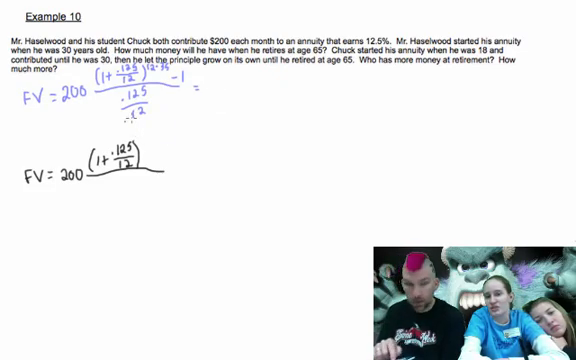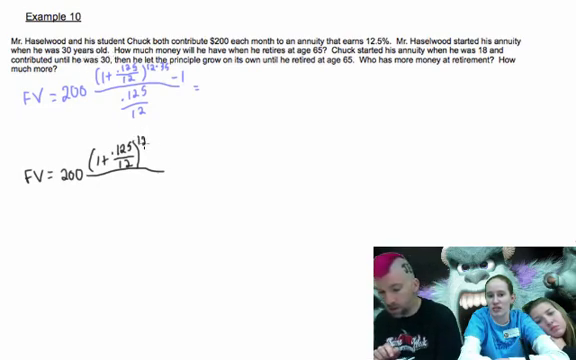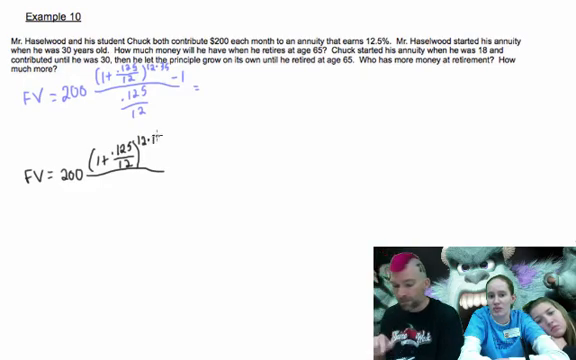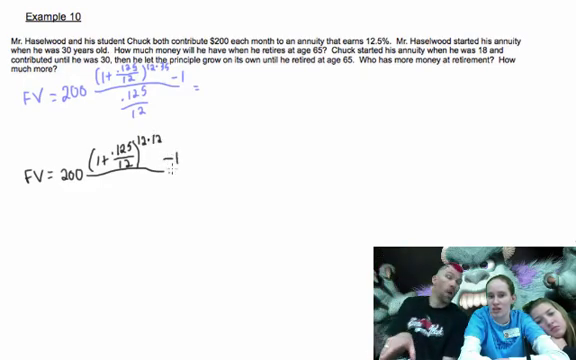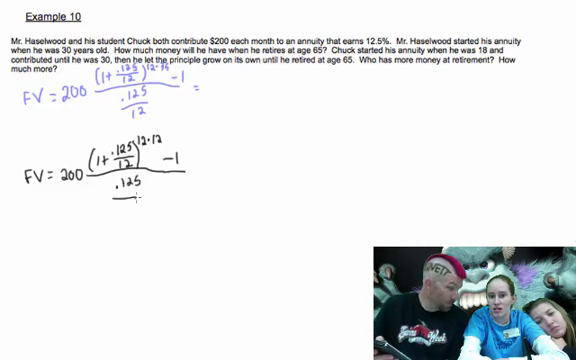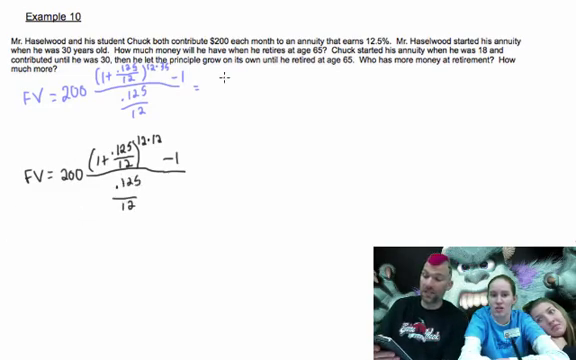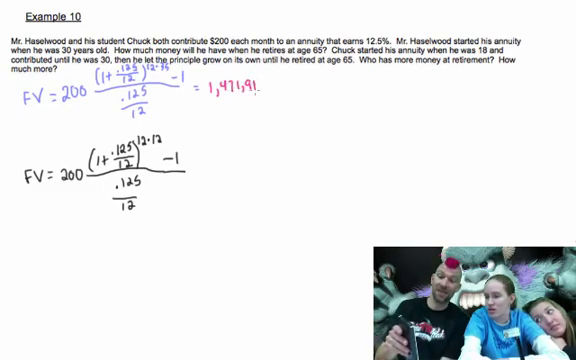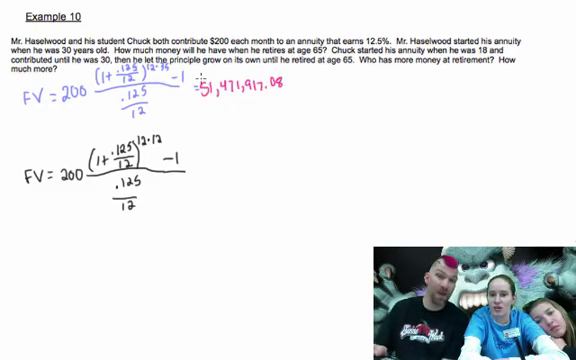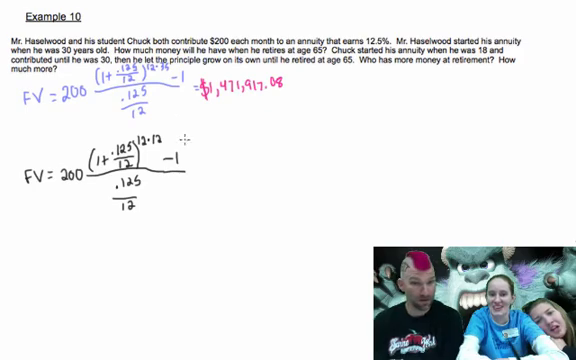minus 1. Now, as he's doing that, as I set up the second formula, notice that Chuck contributes from 18 to 30, so that is 12 years times the 12. Wow, I'm going to be so rich, it's not even funny. $1,471,917.08. That's baby got bank right there.